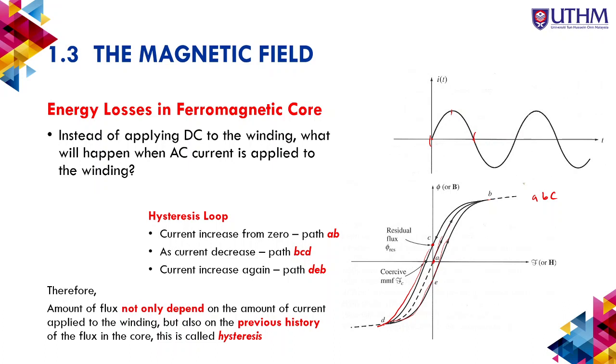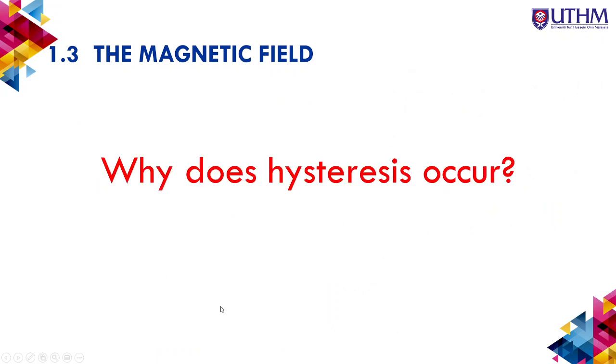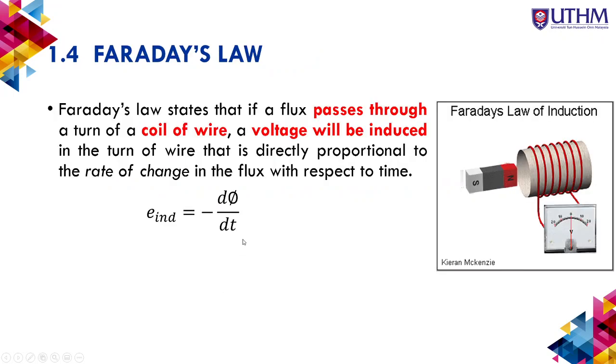Why can a magnet attract? Magnets can make contact with each other because of this phenomenon, because the flux is stored over there. So the amount of flux depends not only on the amount of current applied to the winding, but also on the previous history of the flux in the core. This is called hysteresis. Again, the second question of today's lesson is why does hysteresis occur?